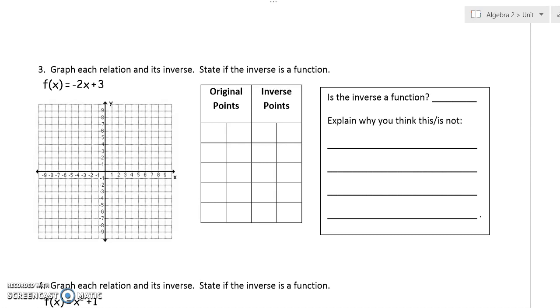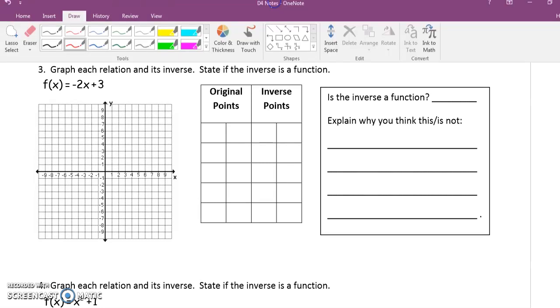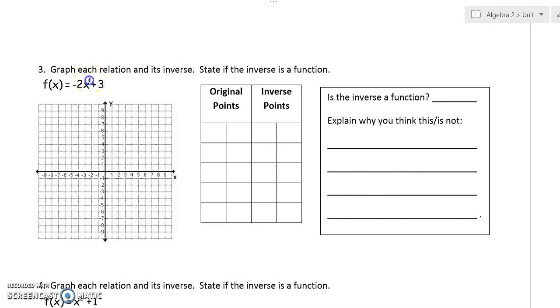Okay, so we have another line, and the reason I know it's a line is because it's to the power of 1. So I'm going to just create my own original. Now I am going to bold this so that you can kind of see. In the other one it was separate, but in this one it kind of looks like it's together, but it's not. So I'm going to make up some numbers.